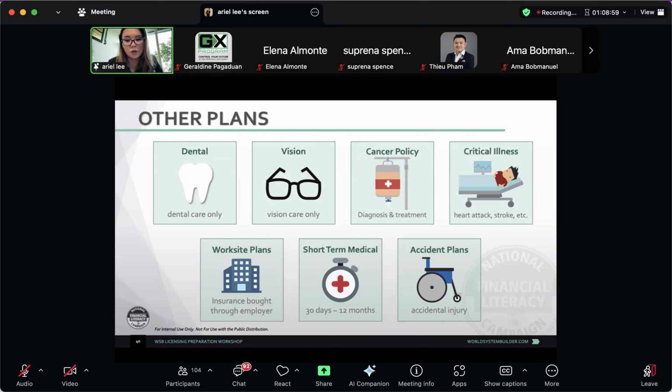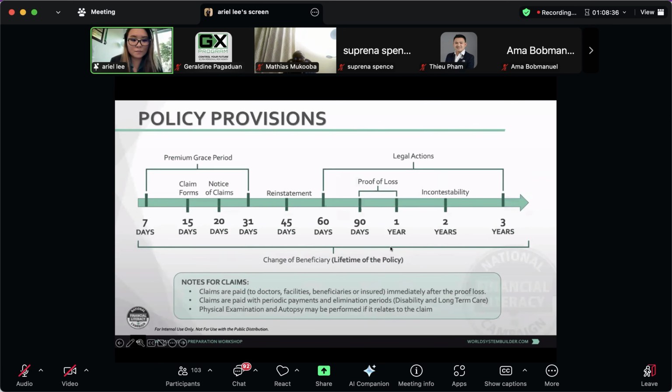Critical illness is for heart attack, strokes. Worksite only covers work injuries, right? That's something that you can buy through your employers. Short-term medical is usually monthly, like 30 days to a year. So very, like it says, short-term, right? And then we covered the accidental plan earlier, right?